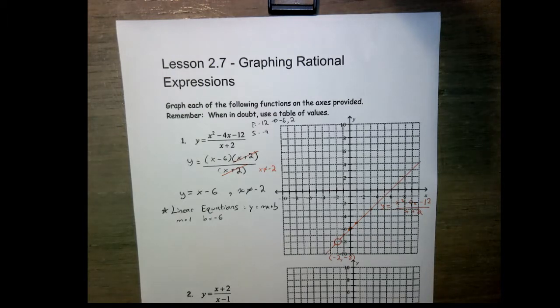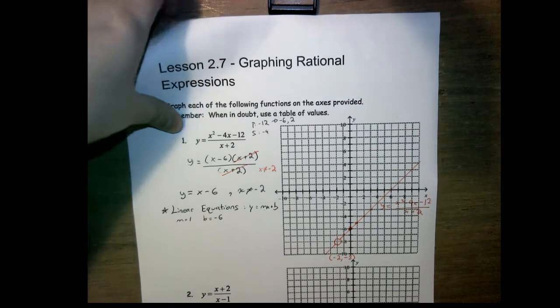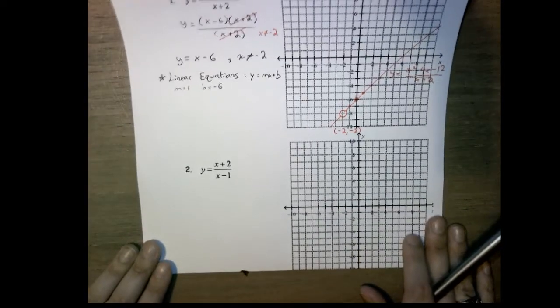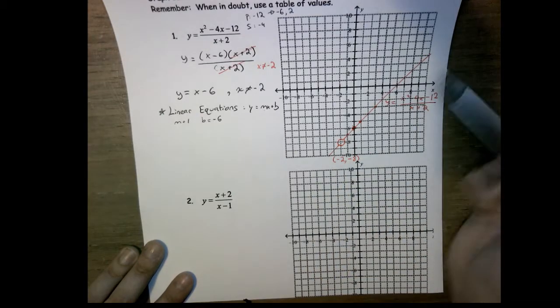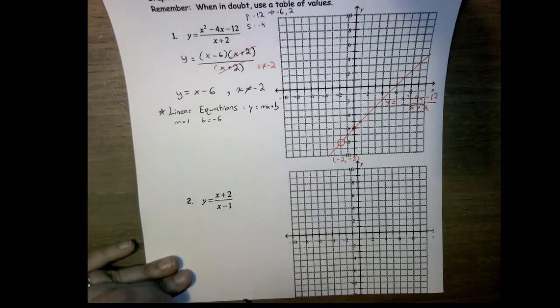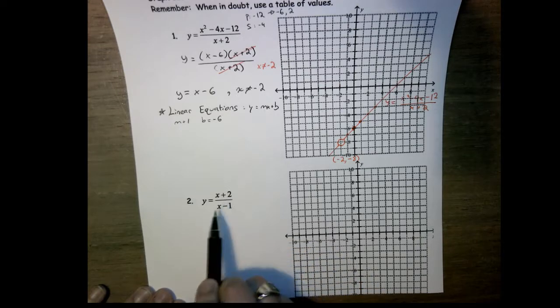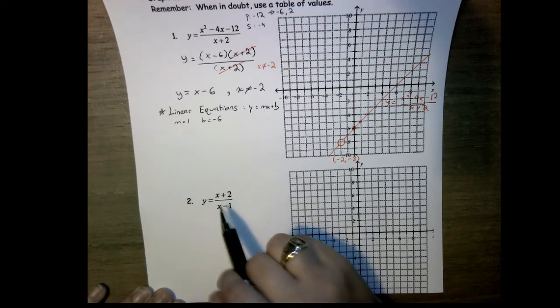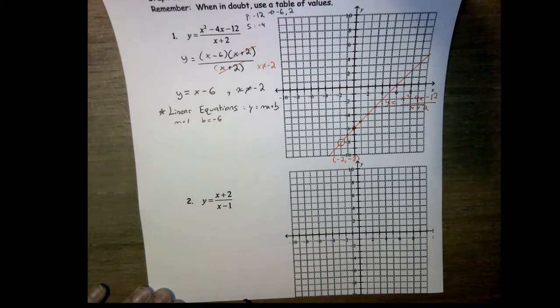So that's all fine and dandy, but what if I can't factor my expression and simplify it to look like a line, like this one? So example number 2, I have a rational expression of x plus 2 over x minus 1. Just looking at this expression, the first thing I want to do is see if I can factor it. Well, I can't factor an x plus 2, and I cannot factor an x minus 1. So I have to come up with something else to do instead.